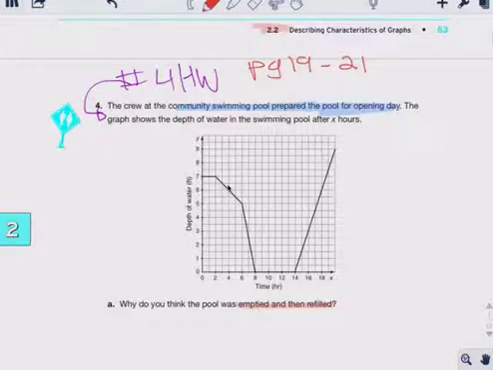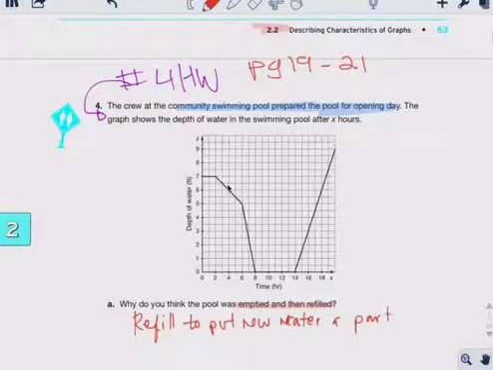So, any reason. Refilling for a special day, because they're emptying it to refill for a special day. That's what I'm going to put. Refill to put in new water for a special day, for a party, whatever the case may be.